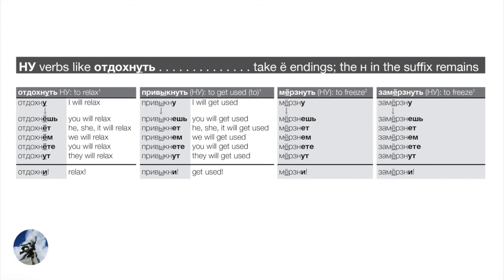Okay, a couple more verbs. Мёрзнуть, meaning to freeze, like I'm freezing. Again, look at the stress. Мёрзнуть. That means it's not on the ending. And we get мёрзну, мёрзнешь, мёрзнет, мёрзнем, мёрзнете, мёрзнут. And a perfective verb, замёрзнуть, meaning to freeze completely. Again, we'll talk about the difference later. The forms are замёрзну, замёрзнешь, замёрзнет, замёрзнем, замёрзнете, замёрзнут.